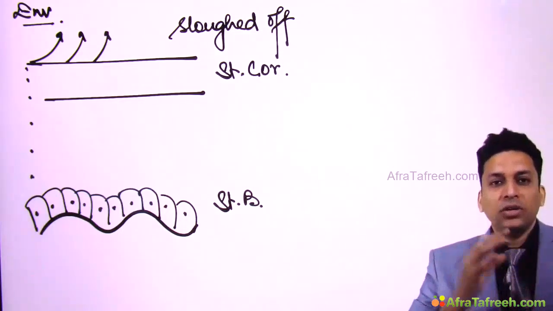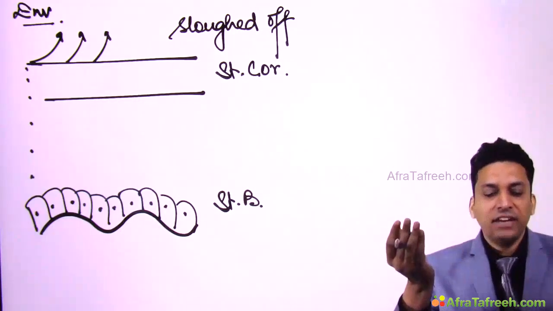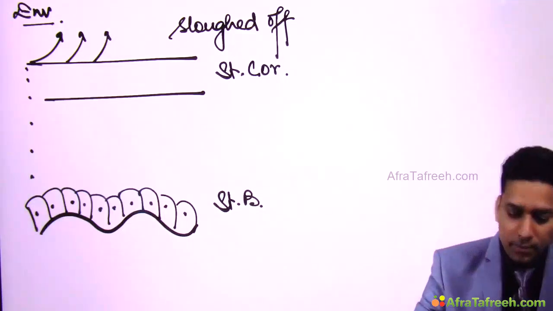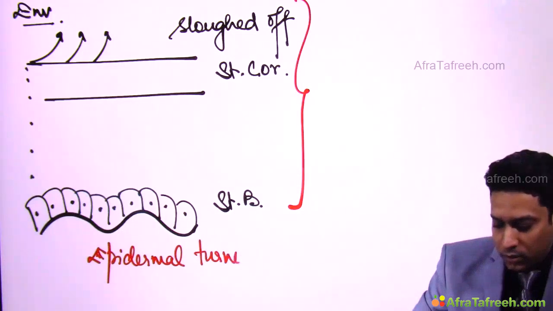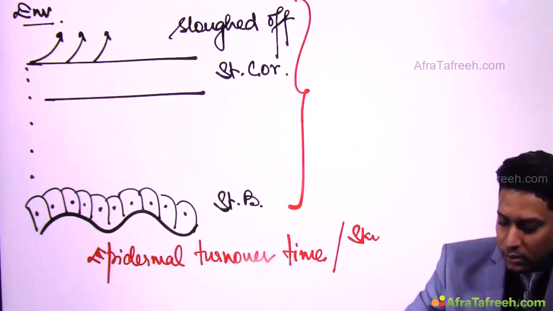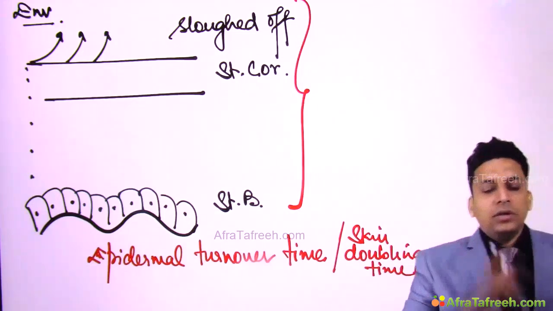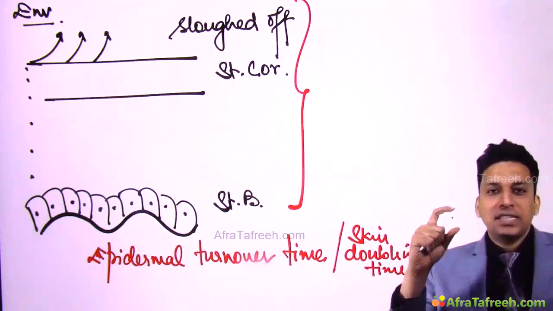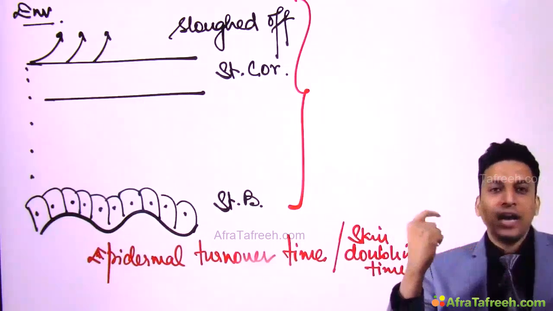Okay, so this total time which is required by these cells to move from stratum basale and finally shed off in the environment is known as epidermal turnover time, or skin doubling time. So the total time which is required by these cells present in stratum basale to finally shed off in the environment is known as epidermal turnover time and skin doubling time.